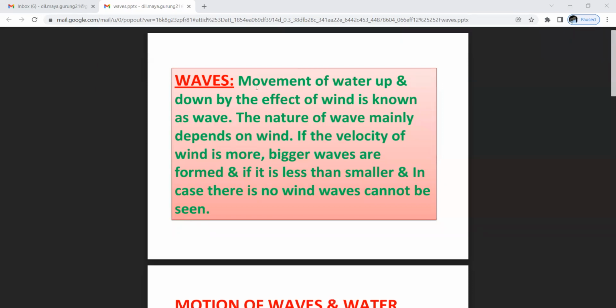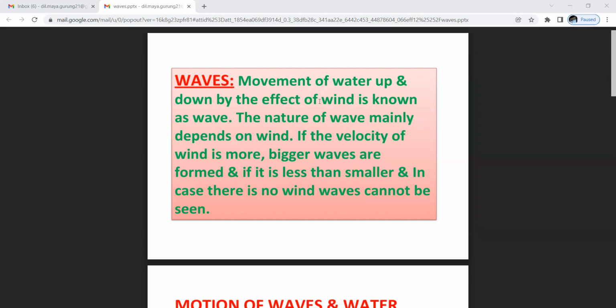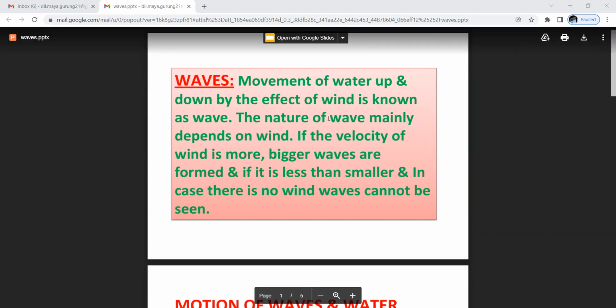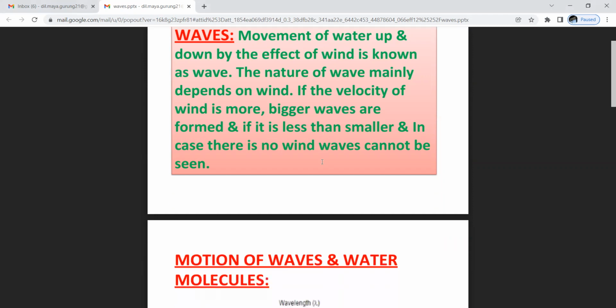Okay, so let's begin. Actually, waves are the movements of water, either going up or coming down, with the effect of wind. The nature of a wave mainly depends on wind, because if the wind is strong and blowing fast, waves will also move faster, and if the wind is slow, of course its speed will also be slow. Next, if the velocity of the wind is greater, bigger waves will form, and if the speed of the wind is less, then waves will also be much smaller.